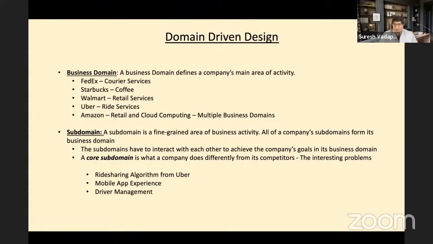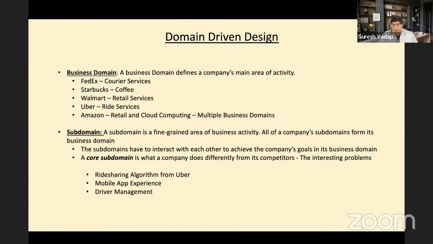We talked about business domain, because before we get into domain-driven design, we talked about what a business domain is. It defines the company's main area of activity, like FedEx and UPS, courier services; Starbucks sells coffee; and Walmart and Amazon are into retail. Amazon also has multiple business domains. We talked about that, cloud computing and retail.